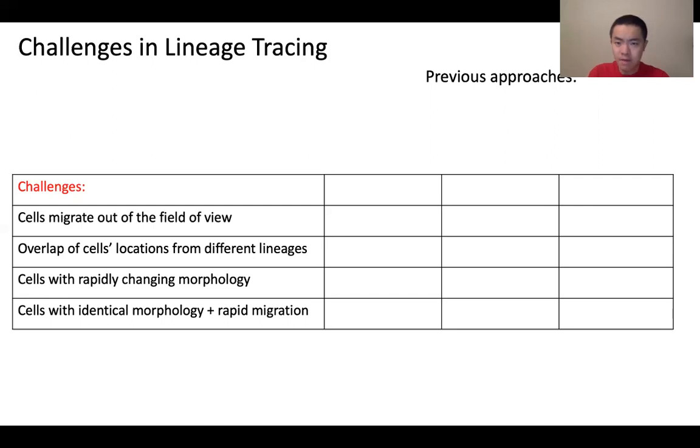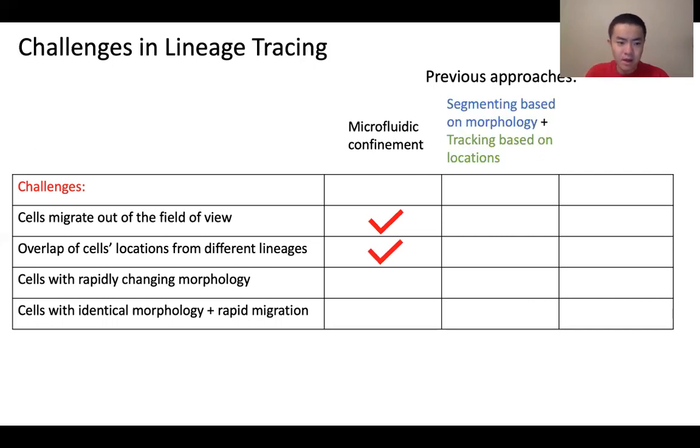So here are some previous approaches. We can definitely use a microfluidic device to confine the cells in a small space. That perfectly solves the problem of cells migrating out of the field of view. It can also help us manage the cell location better. However, it does little for the changing morphology and identical morphology problems.